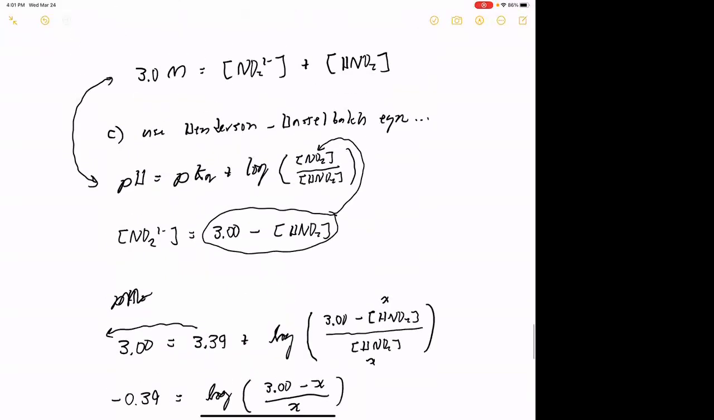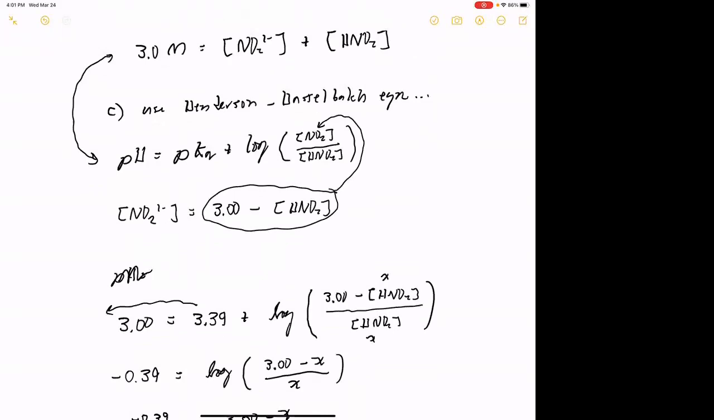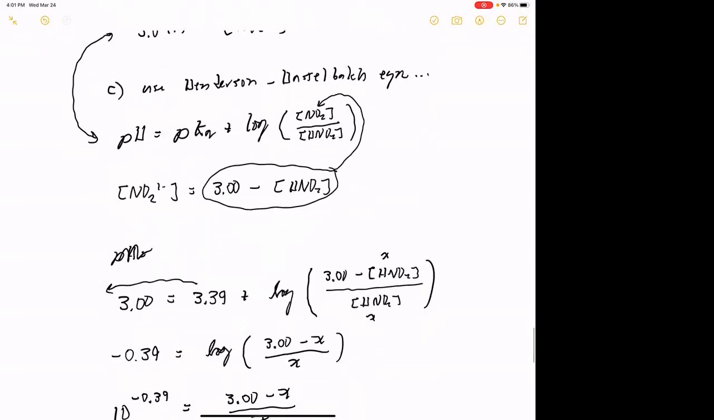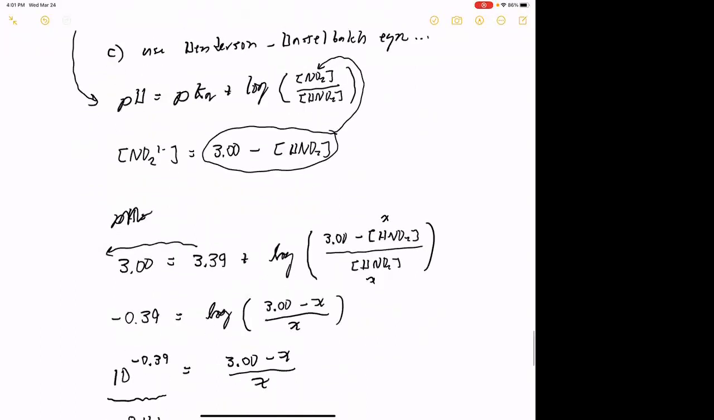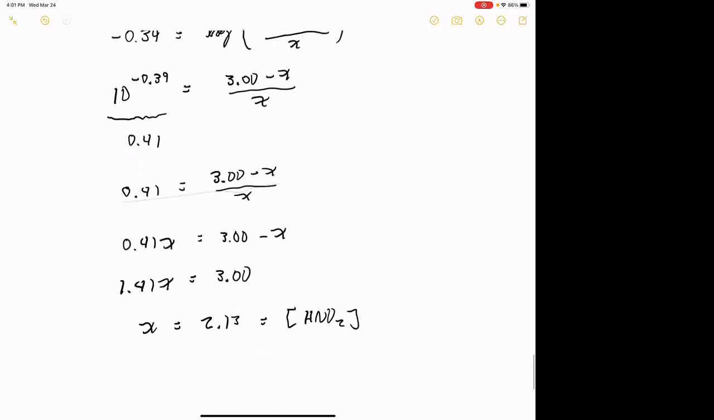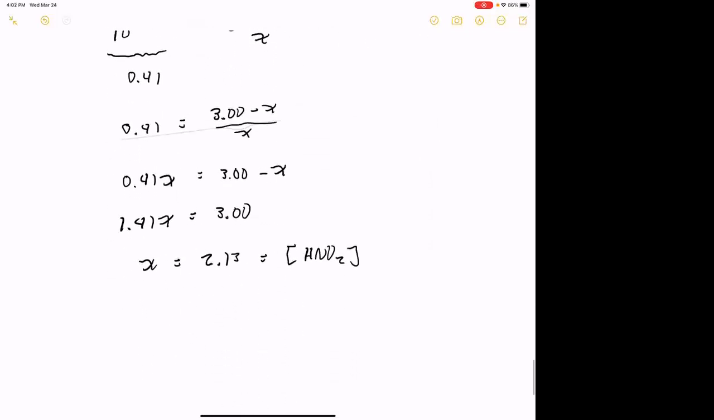Well, remember that second equation we had up there. Okay, we had the NO2 1 minus is 3.00 minus HNO2. So I have HNO2 now. So now it's get the nitrite, right? Okay, so what did we say it was? 3.00 minus that was my initial concentration, minus 2.13 molar. And that turns out to be what, 0.87?